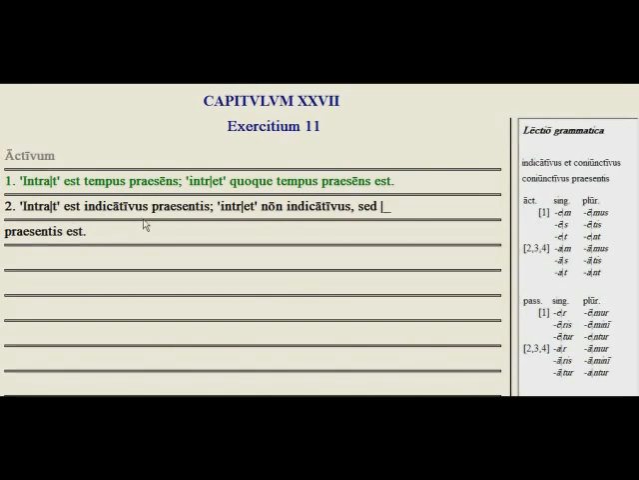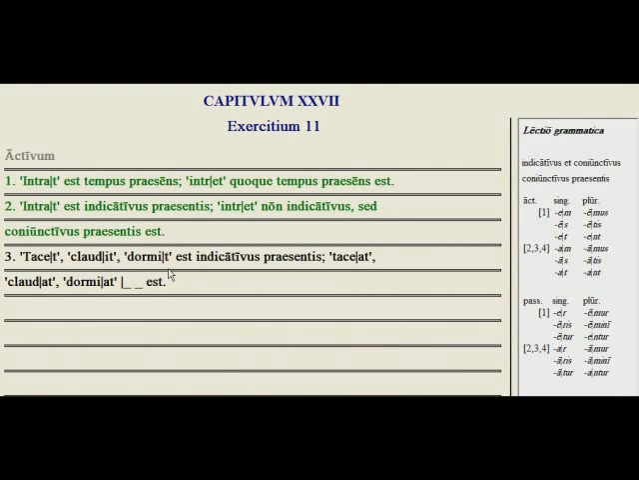Intrat est indicativus praesentis, intret non indicativus, sed blank praesentis est. Intrat, he enters, is the indicative of the present indicative. Intret is not indicative, but it is the subjunctive of the present. And so the word for subjunctive is conjunctivus.